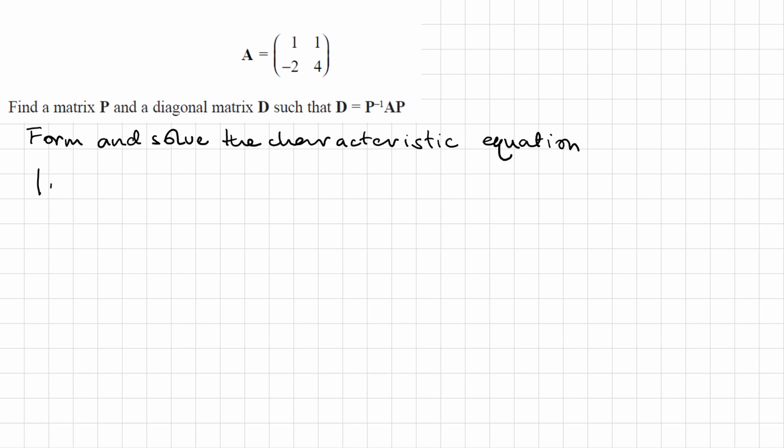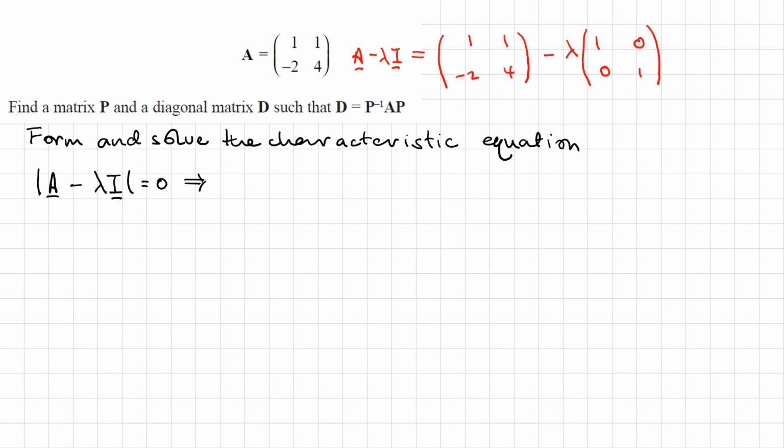Now remember, the characteristic equation is the determinant of this matrix, A minus lambda I, the identity, is equal to 0. So the whole of the A minus lambda I is going to look like this. We don't need to write that out. You can probably do it in your head. So let's write down the determinant.